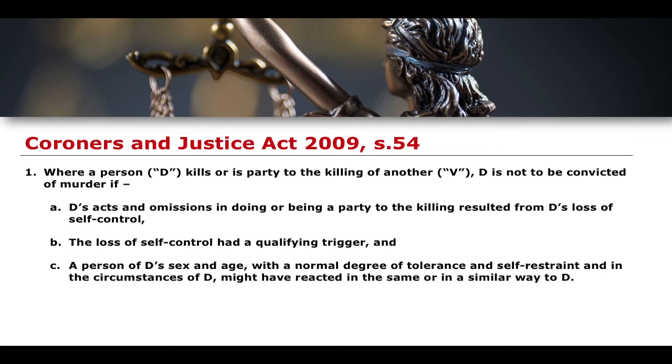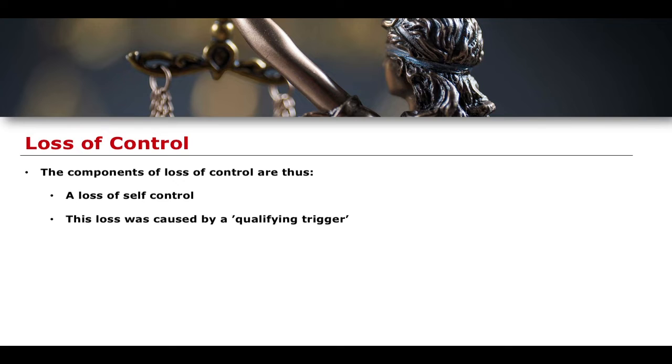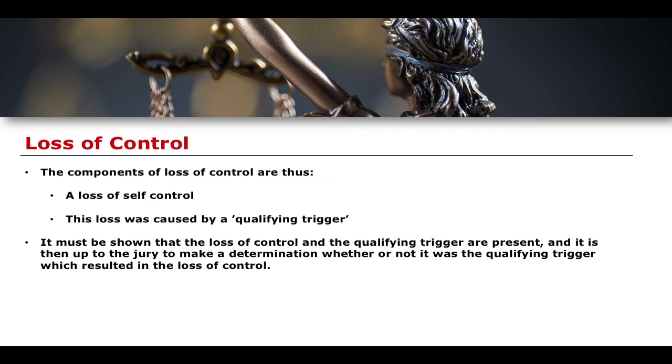Let's begin with the first of these issues: the loss of self-control. The components are the loss of self-control itself, the fact that this loss was caused by a qualifying trigger, and then whether or not the qualifying trigger and the loss of self-control fit into what we would reasonably expect of a person of similar characteristics acting in those similar circumstances. It must be shown that the loss of control and the qualifying trigger are both present, and then it is up to the jury to make a determination about whether or not it was the qualifying trigger which resulted in the loss of control.